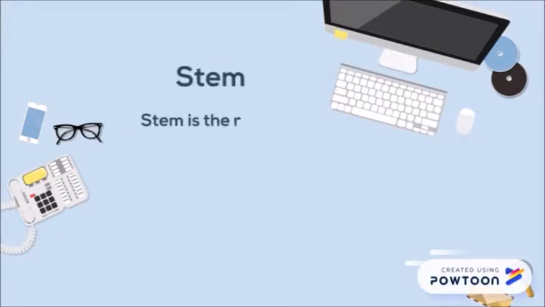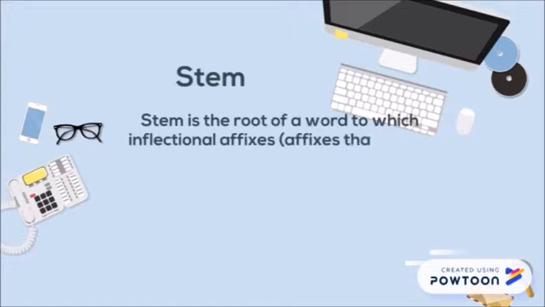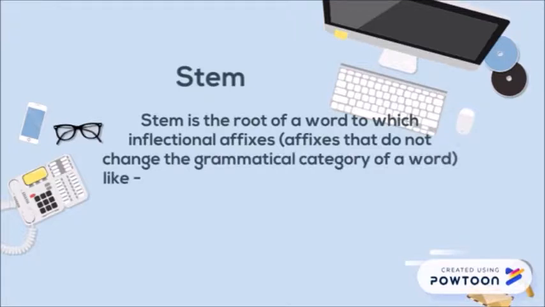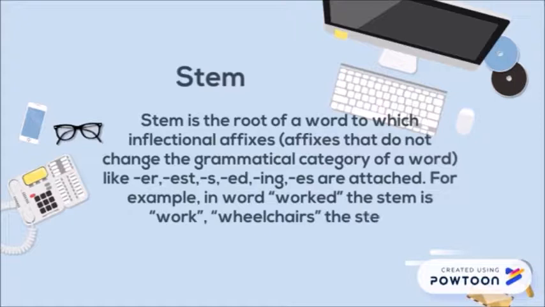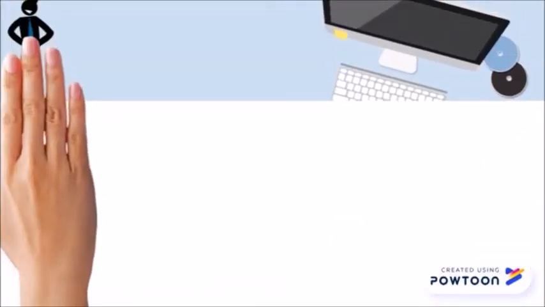Stem. A stem is the root of a word to which inflectional affixes are attached. These are affixes that do not change the grammatical category of a word, like er, est, ed, ing, es. For example, in the word work, the stem is work. In wheelchairs, the stem is wheelchair.